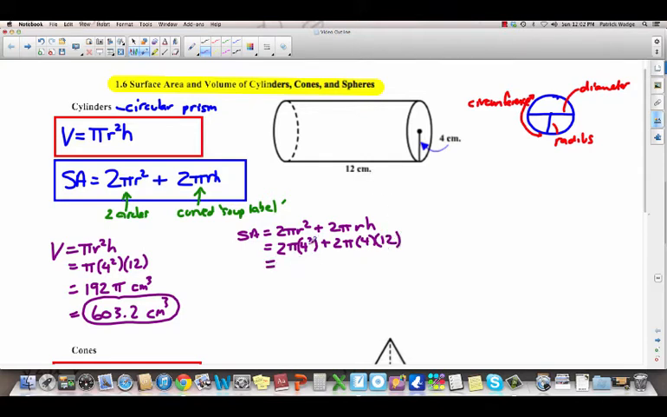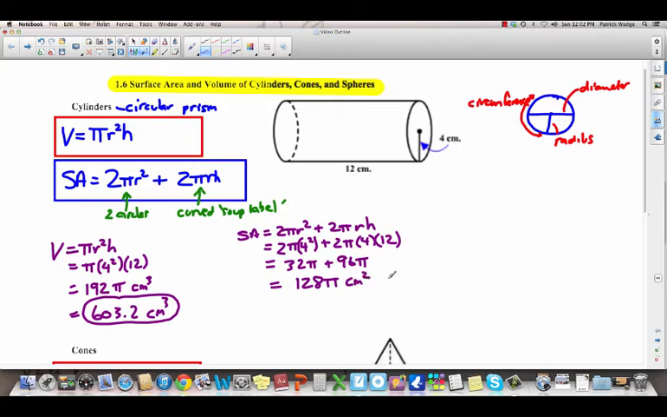So I got 4 squared is 16 times 2 is 32 pi. Plus 2 times 4 is 8, times 12 is 96, 96 pi. You know what 32 pi plus 96 pi is? It's just like 32a plus 96a. Add the numbers and keep the variable, or in this case the pi, as it is. So 32 plus 96 is 128, 128 pi, and that's a great answer.